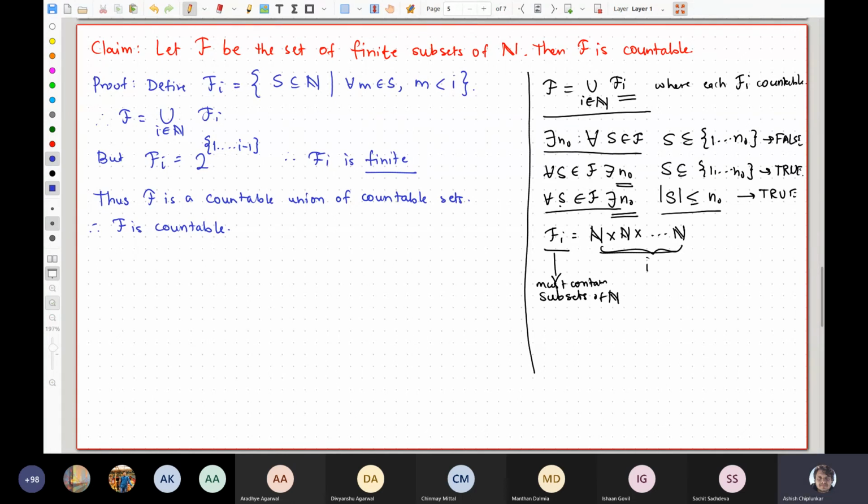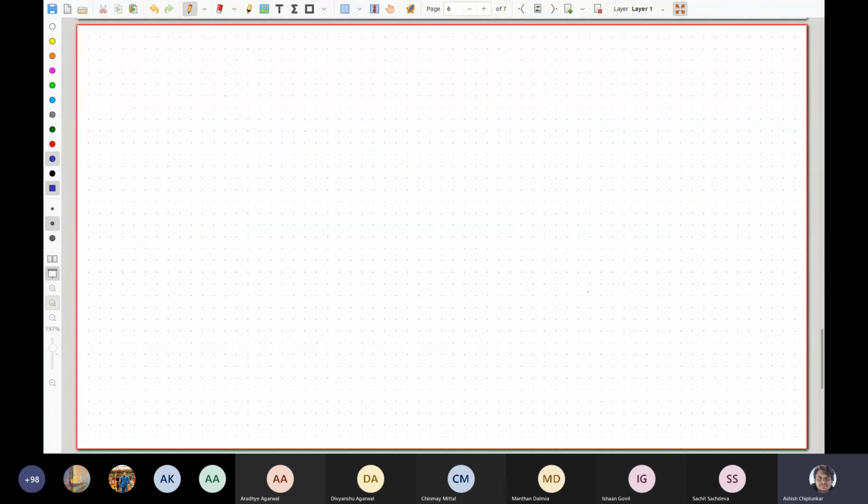Okay, fine. So F is the collection of finite subsets of N, then F is countable. But what about the collection of all subsets of N? Right? And somebody correctly figured out that that is in fact uncountable. So let's do that. So theorem. The claim is that 2 to the power the set of natural numbers is an uncountable set.